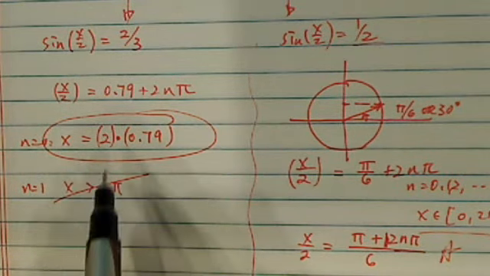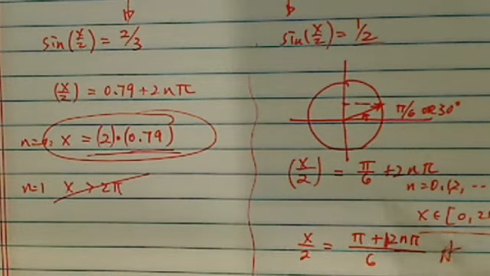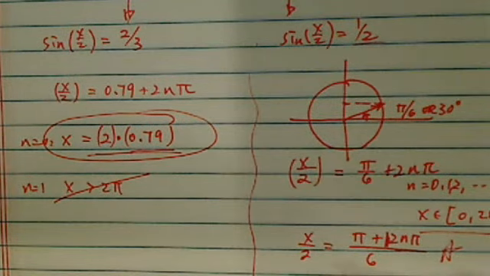Within 0 to 2 pi, you have two solutions. You have one here, and the other one is the earlier one where we found x is equal to pi over 3.